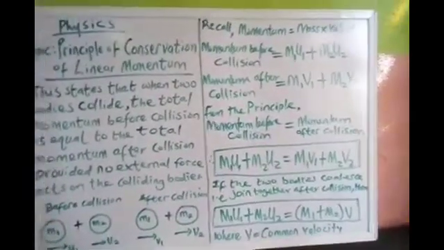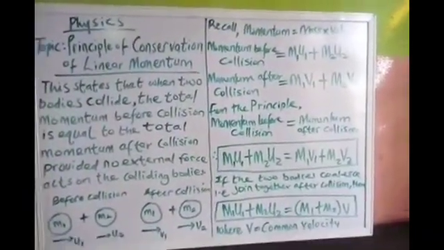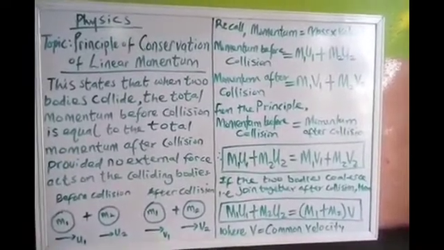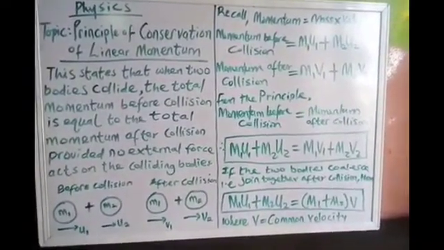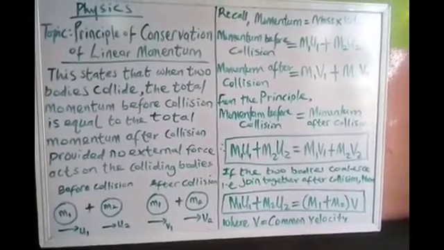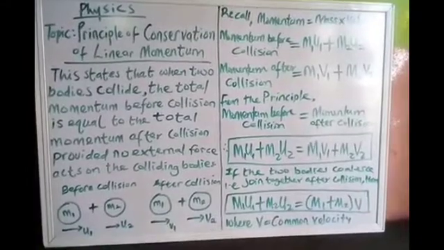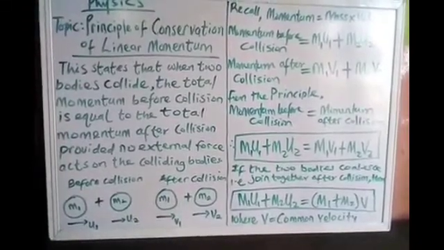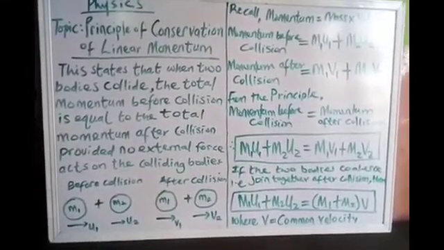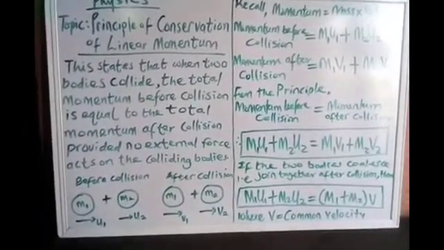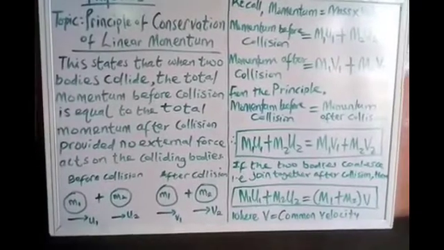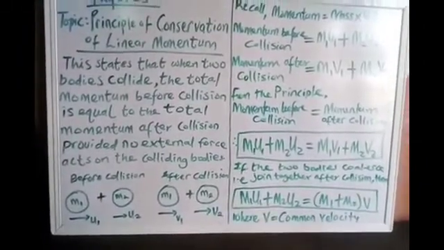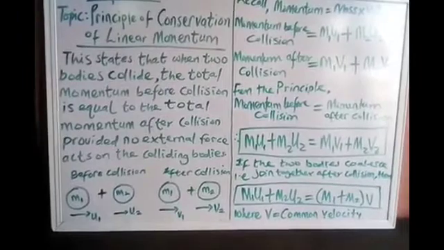Now recall that momentum is equal to the product of the mass of a body and its velocity. So the momentum before collision will be equal to m1 u1 plus m2 u2. We sum the momentum because m1 is the mass of the first body, u1 is the initial velocity of the first body, plus m2 the mass of the second body, u2 the initial velocity of the second body. While the momentum after collision will be equal to m1 v1 plus m2 v2, v1 and v2 being the velocities of the two bodies after collision.